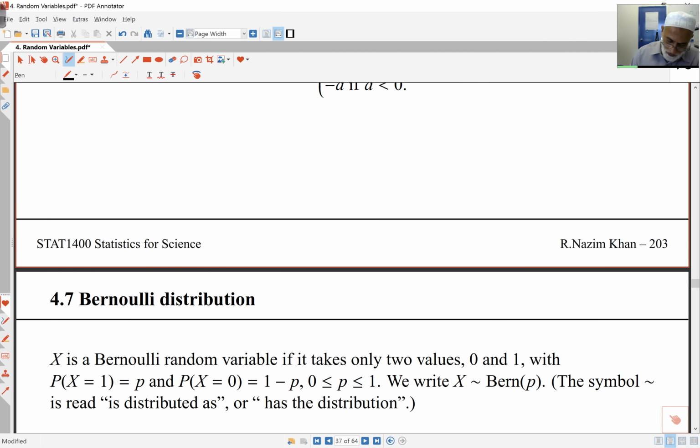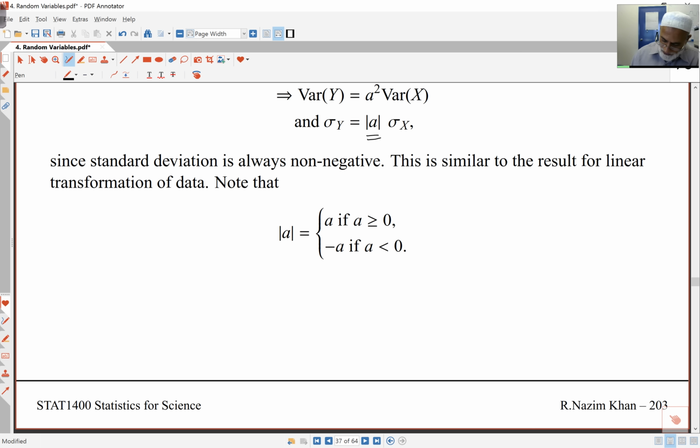So that finishes our work on random variables so far. We'll take a look at two special distributions, the Poisson and binomial, in the next lecture.